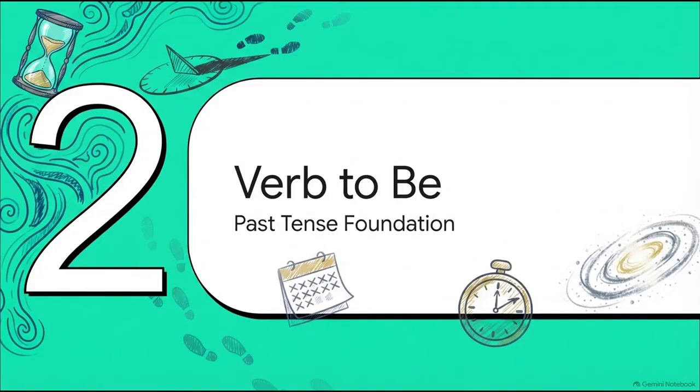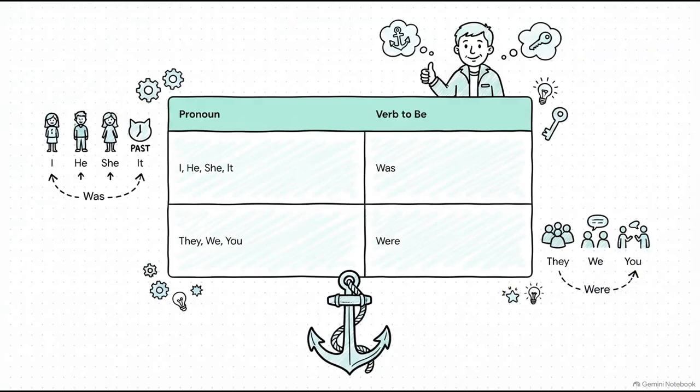Moving right along to section 2, the verb to be in the past. Now, think of me as your friendly older brother here, guiding you to the absolute foundation of the English language. Because before you actually do anything, you are something, right? And in the past, you were something. Now, what's really interesting about this slide is how it creates a perfect little cheat sheet for memorizing which pronoun goes with which verb. For the singular pronouns, I, he, she, it, we just use was.